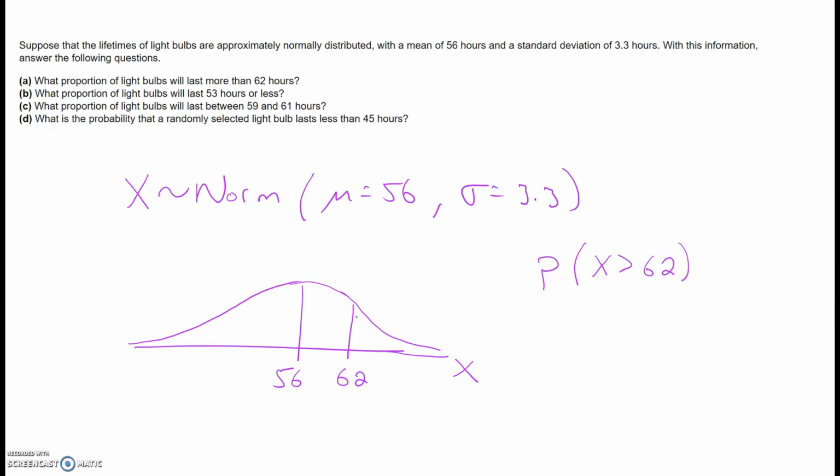Yes. Do you want me to shade it, or are you going to go? Okay, can you please shade the region that we're looking for? Great, now how would we find the region that we're looking for?